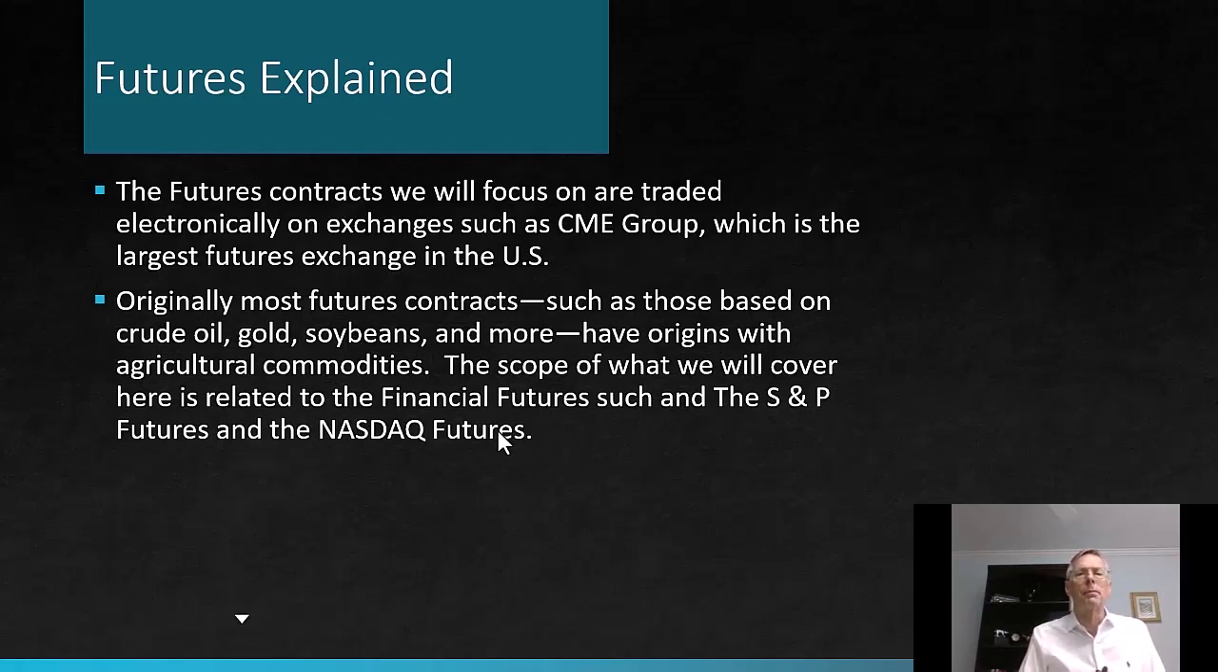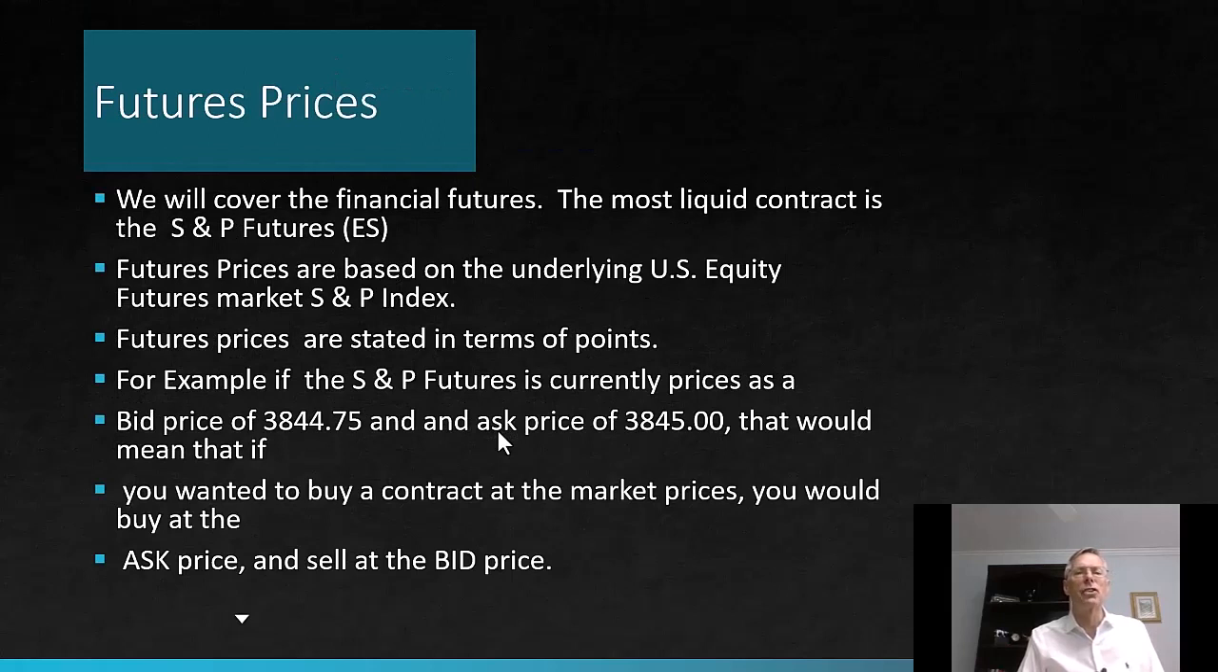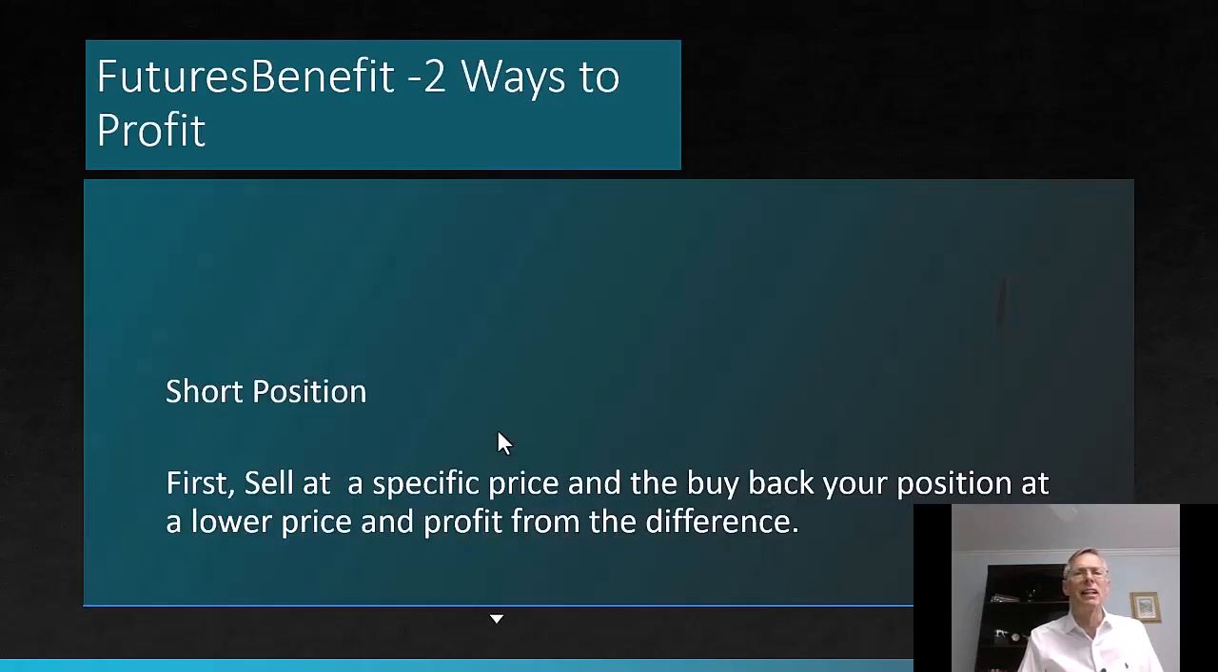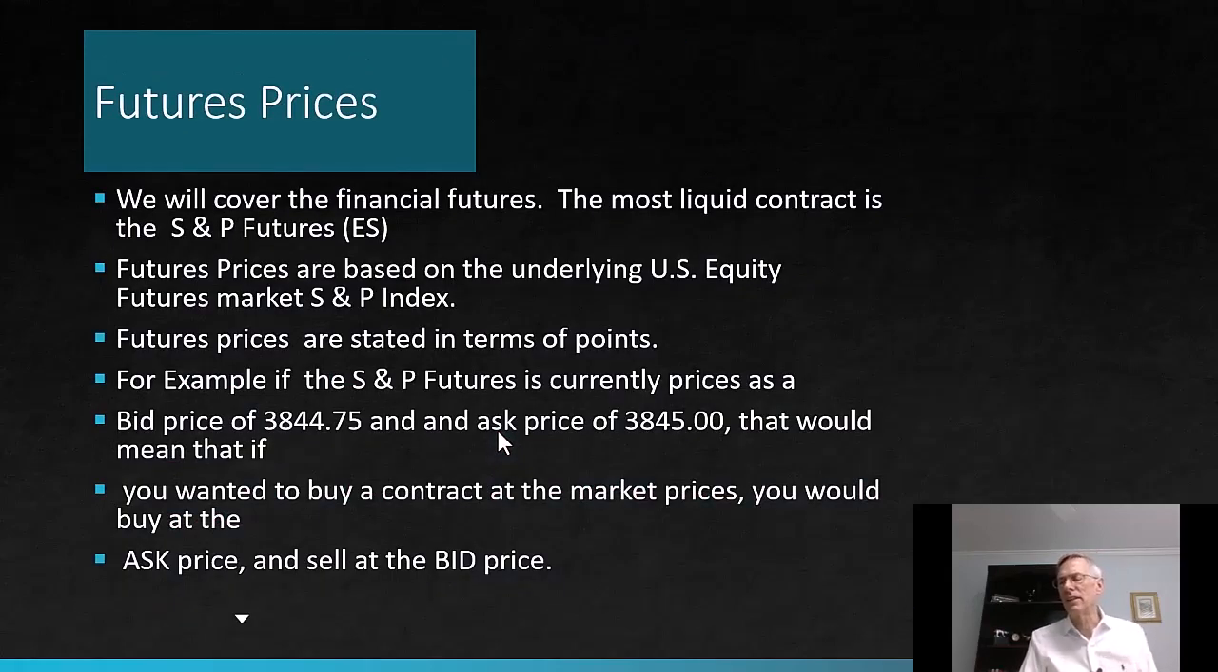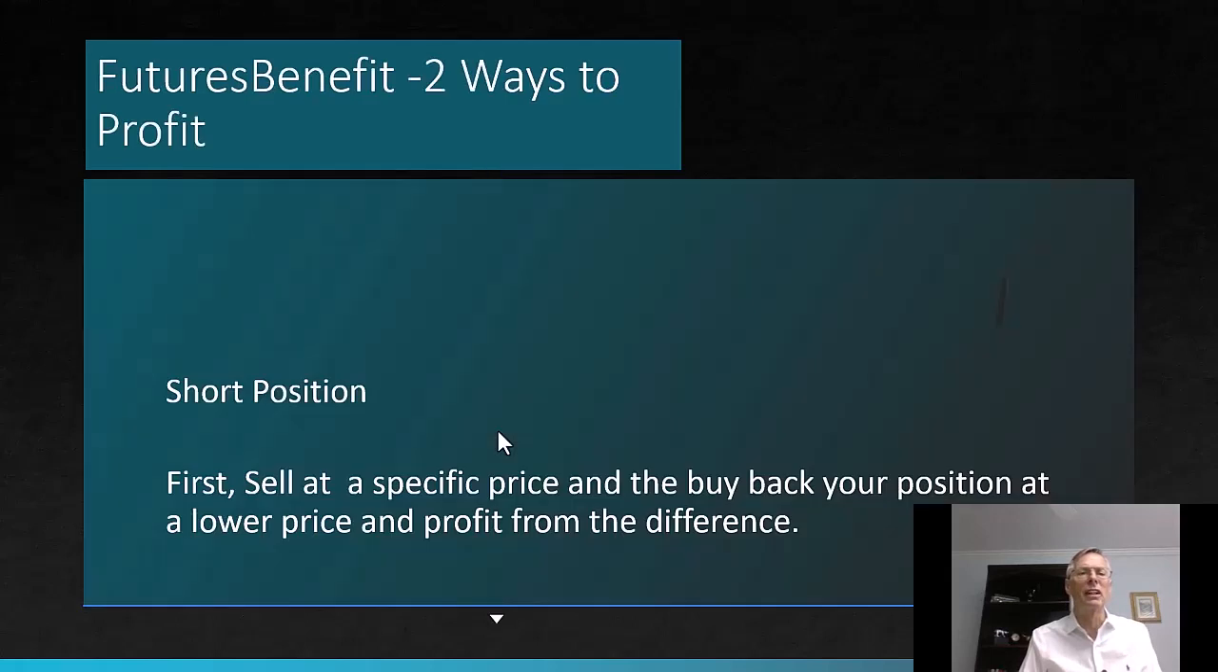All right, so the futures contracts we're going to be talking about today are actually all electronically traded, most of them by the Chicago Mercantile Exchange, the CME Group, which is here in the United States and is the largest futures exchange in the US. We're going to cover the financial futures such as the ES, which is the S&P E-mini futures contract, and some other contracts as well. All futures are priced at a given level at any one time, and you'll enter the trade at the current price and exit, of course, at whatever price it's at when you exit the trade. We'll talk a little bit more specifically about that here in just a second.